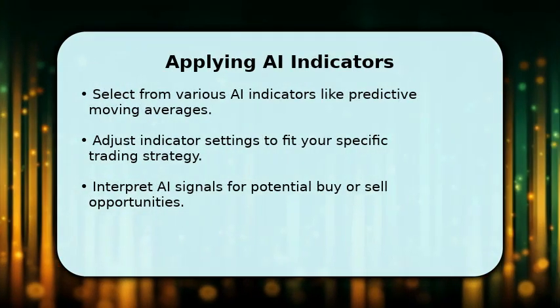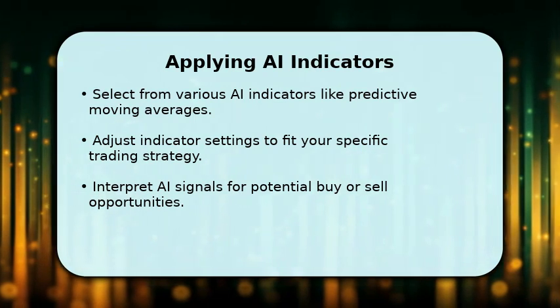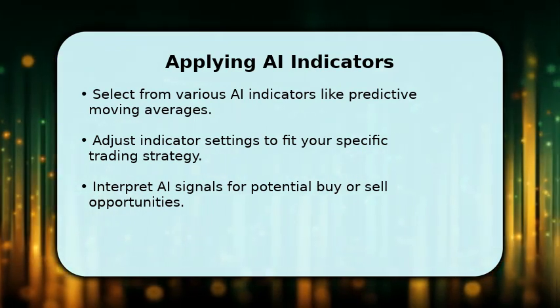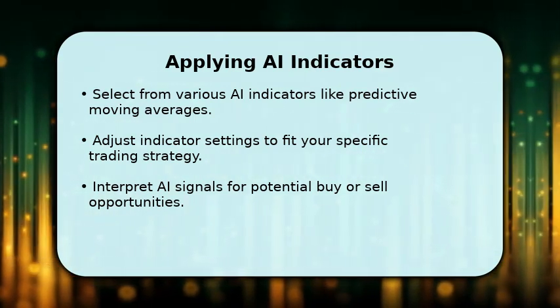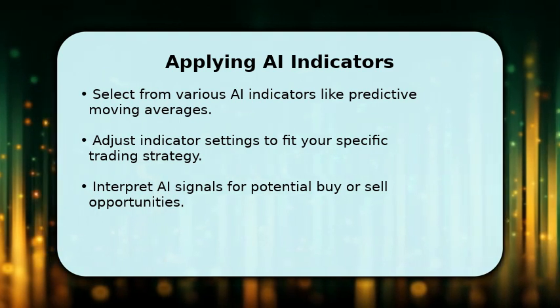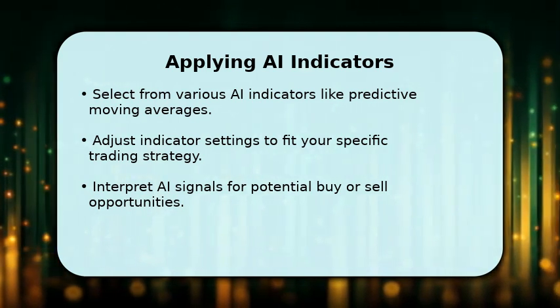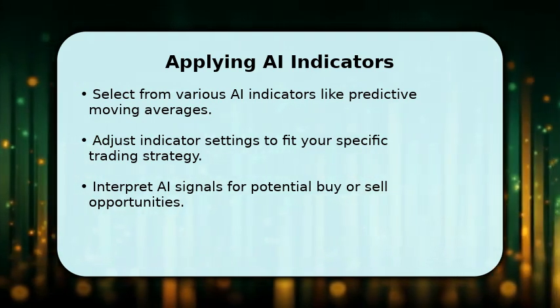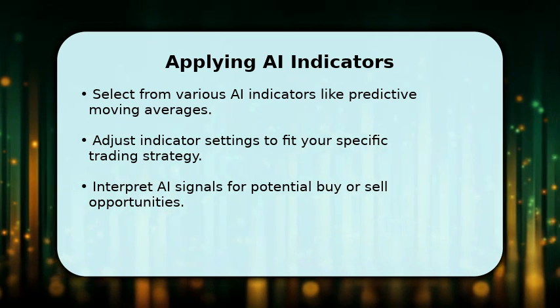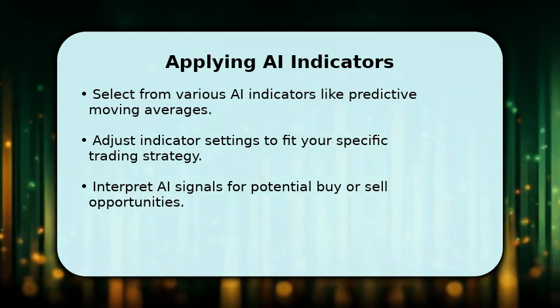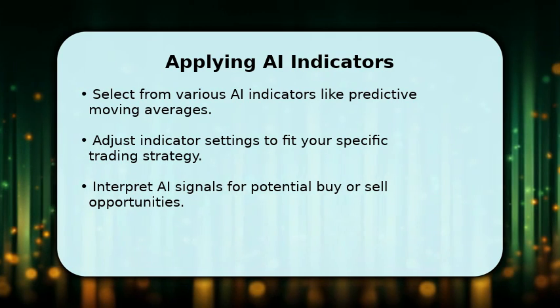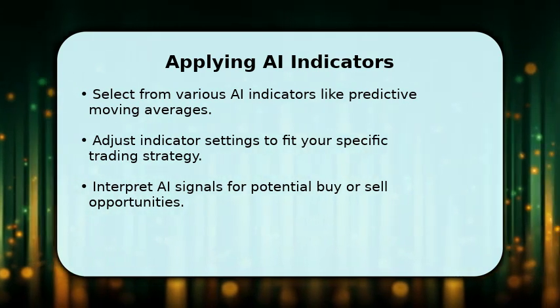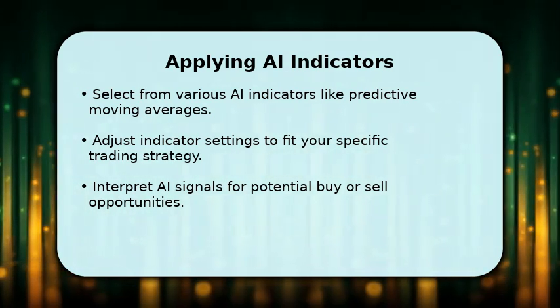Once you've added an AI indicator, take time to customize its parameters. Many AI tools offer adjustable sensitivity or look-back periods. For example, you might set a predictive indicator to analyze the last 200 bars of data. Pay close attention to the signals generated. They can highlight divergences or convergences that human eyes might miss. Remember, AI assists, it doesn't replace your judgment.